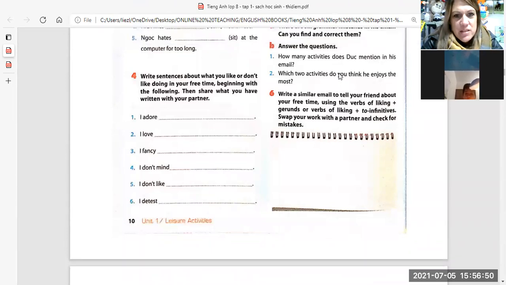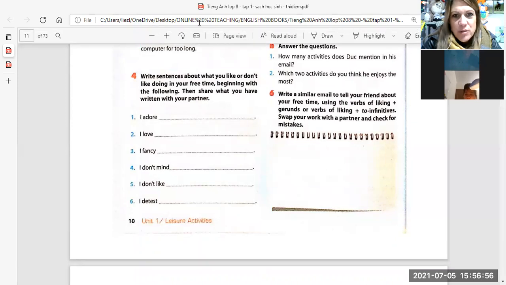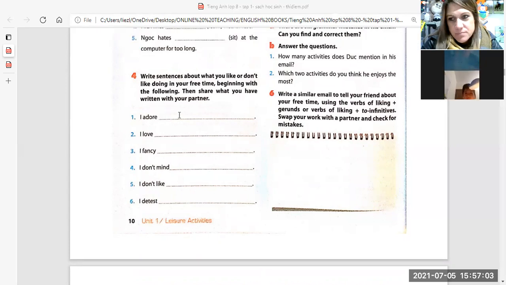Okay. Write sentences about what you like or don't like doing in your free time. Begin with the following, then share what you have written with your partner. I adore. What do you adore? What do you like doing the most in your free time? I adore texting with my friends.